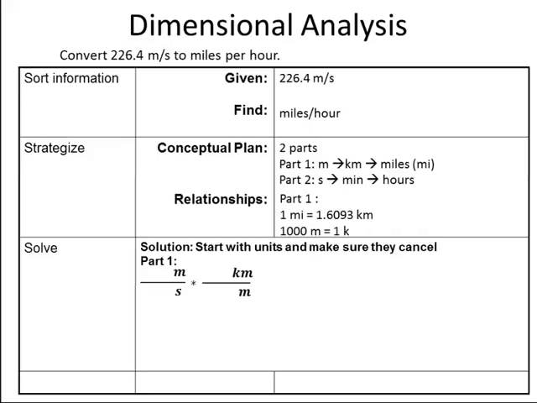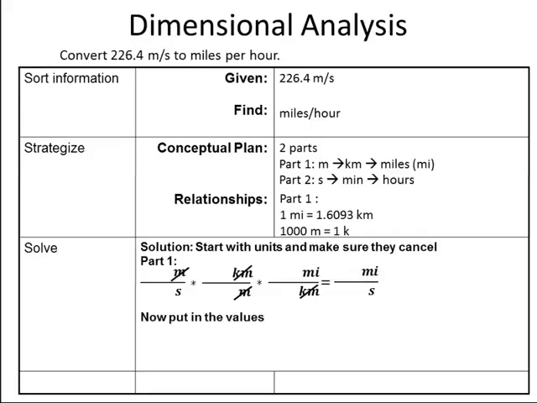I'm going to put kilometers on top. My meters are going to cancel. If I were to stop the calculation here, I'd end up with kilometers per second. But I don't want kilometers per second, I want actual miles. So I'm going to put kilometers in the bottom of the next step. Miles on top, my kilometers cancel, and now I'm left with miles per second.